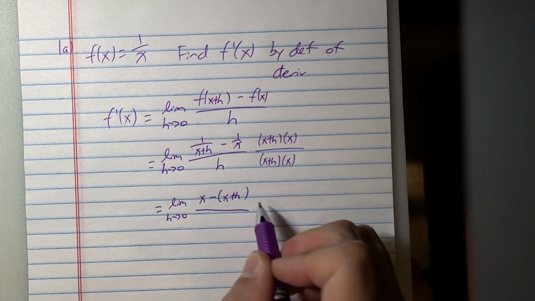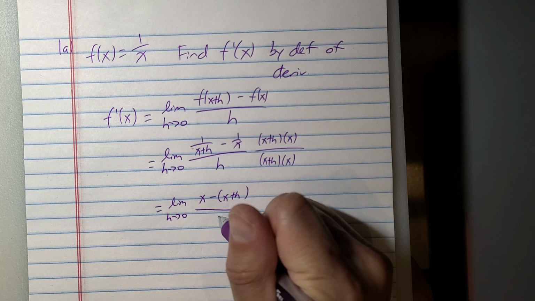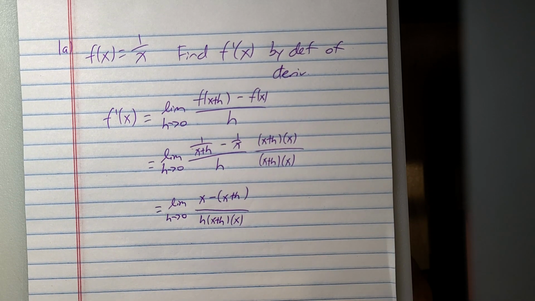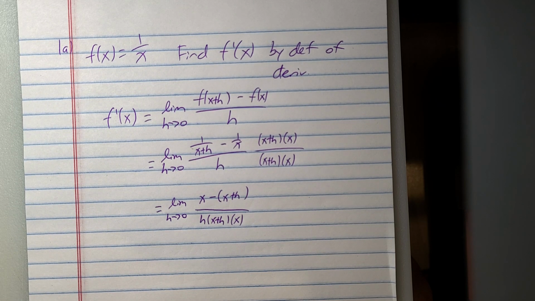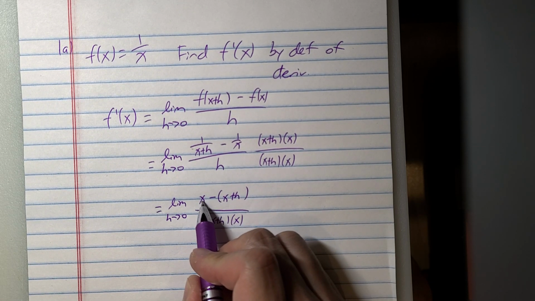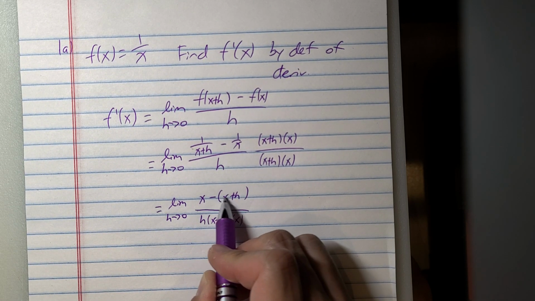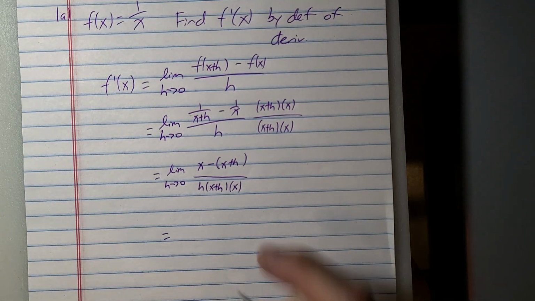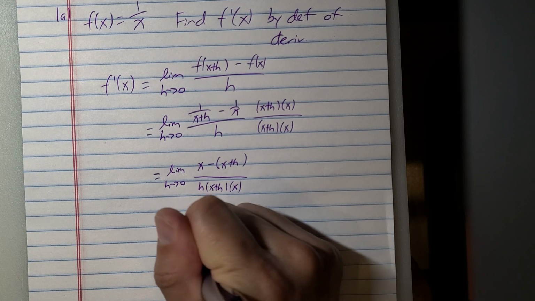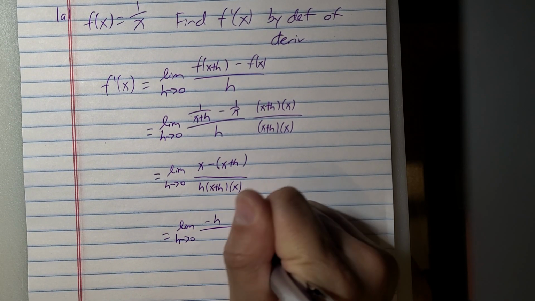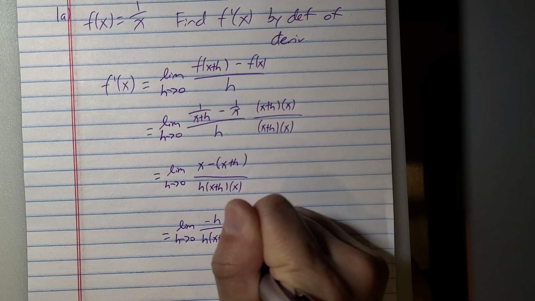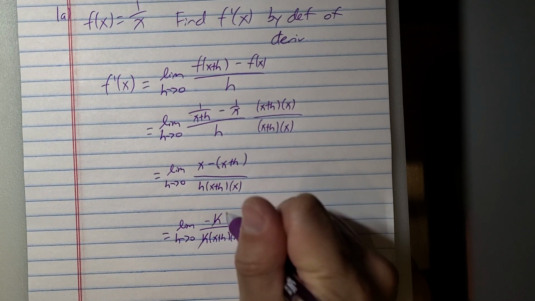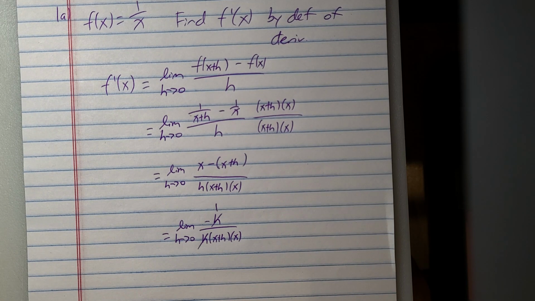Okay, so be careful with your notation. All over h times x plus h times x. We leave the bottom alone for now. Okay, we can simplify. This x here cancels out with this minus x here. On the top, we are left with minus h. Limit as h goes to 0 of minus h over h times x plus h times x. Okay, this h cancels this h, and we're left with a 1.